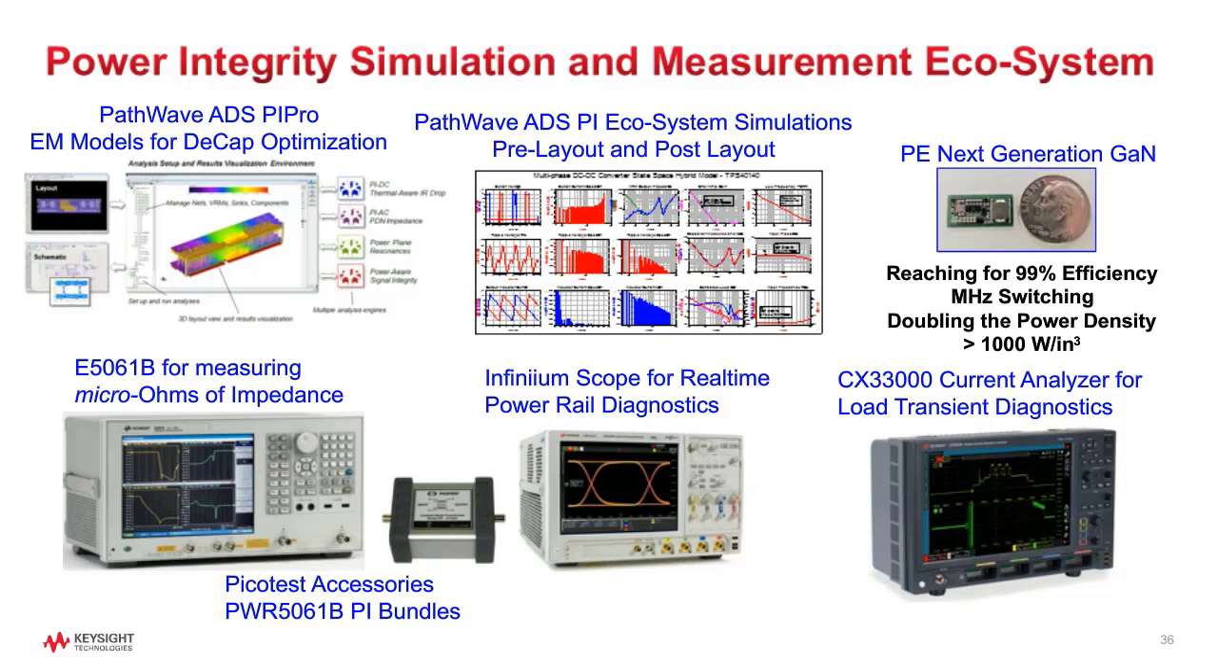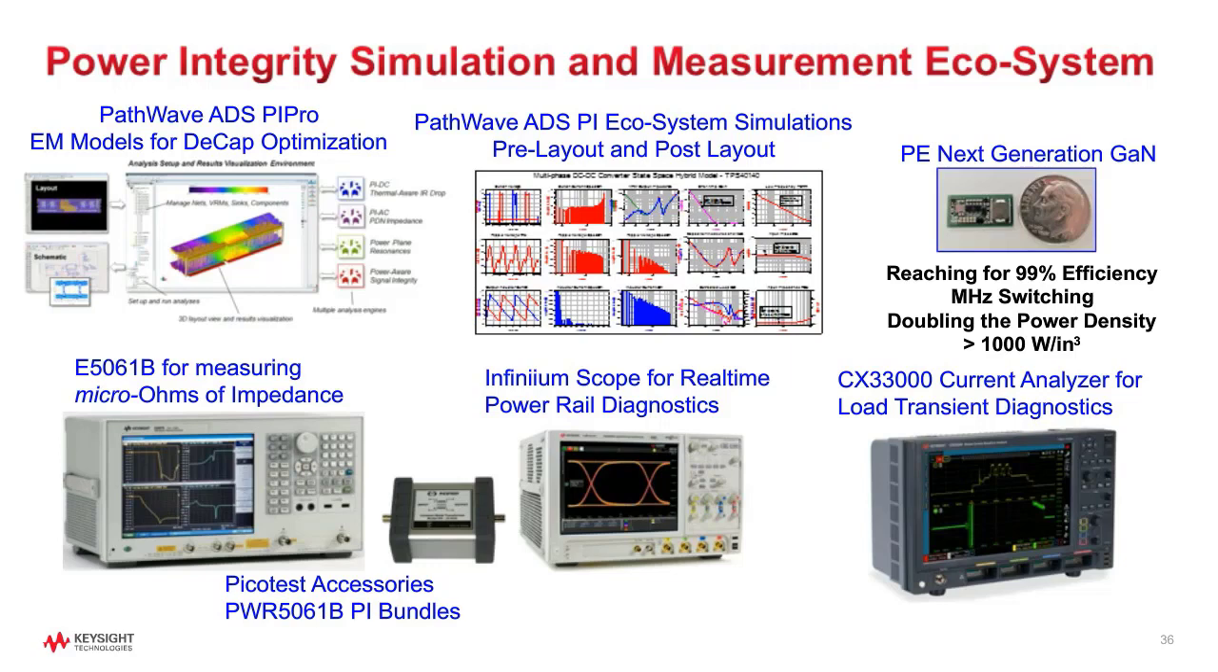The need for simulation is only going to increase with the next generation of wide bandgap semiconductors, like gallium nitride, shown here in the upper right, where high-frequency megahertz switching is pushing efficiencies to 99% and more than doubling the power density to over 1,000 watts per cubic inch. The corresponding measurements are shown on the bottom.